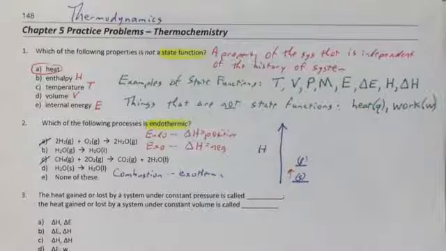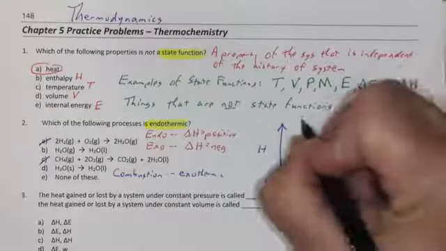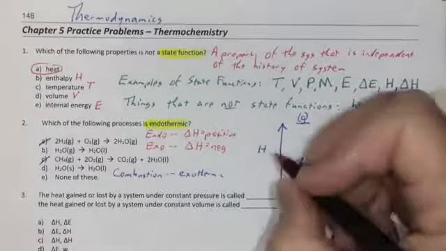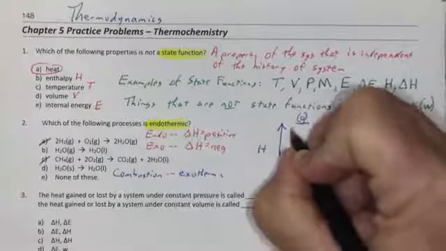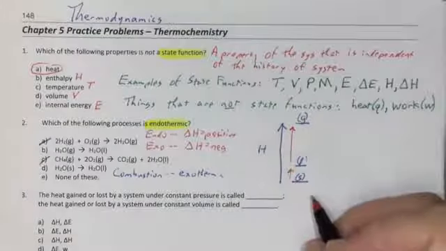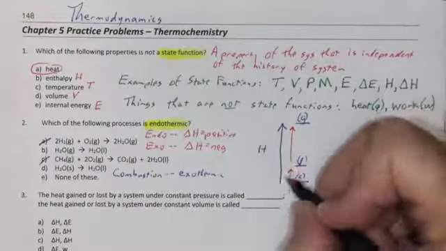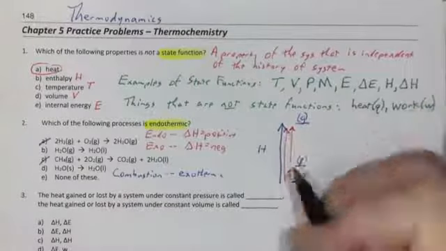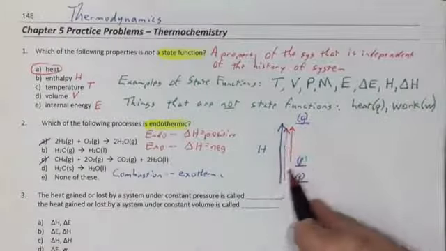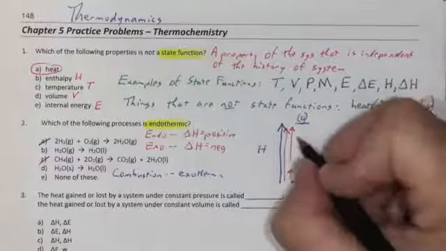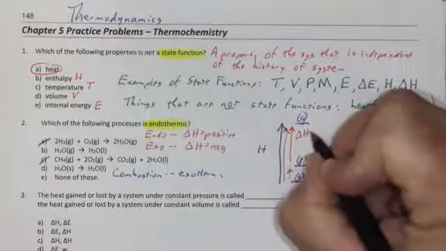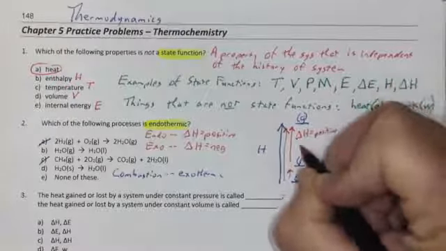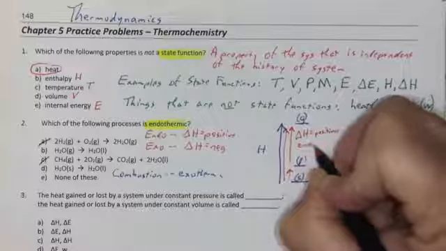And then to go from the liquid phase to the gas phase, a gas phase is much higher in enthalpy than a liquid, and it absorbs a lot of heat. And that's an endothermic process. To go from the solid phase directly to the gas phase is called sublimation, and that's also endothermic. So in these processes, we see that delta H is positive, so these processes are endothermic.